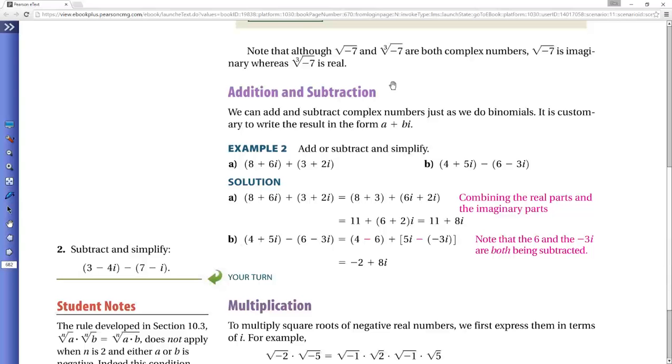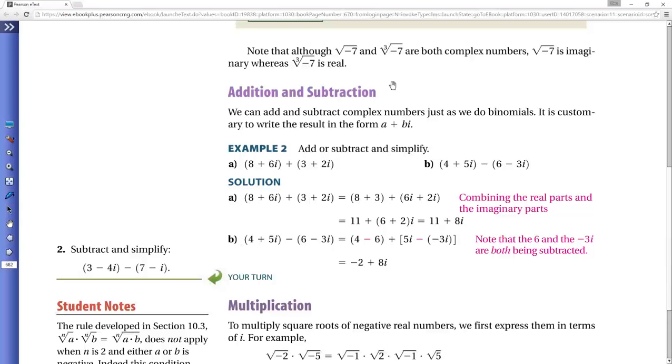Well, okay, we got new numbers, so let's start just like we did in grade school. They told us what the whole number set was, and then we started adding them together, and that's what they're going to do here. I'm going to do addition and subtraction, which should not be a real difficult thing once you get past this idea of what i is. You just add or subtract, and you have to have like terms.